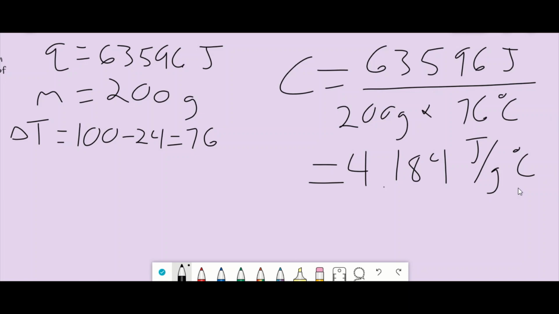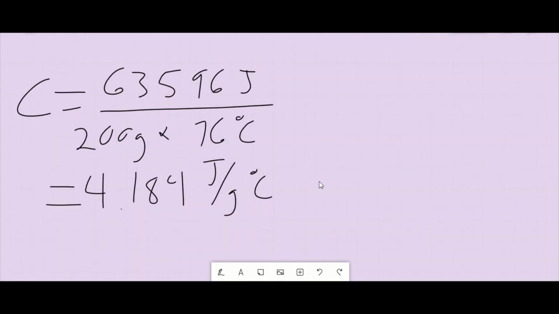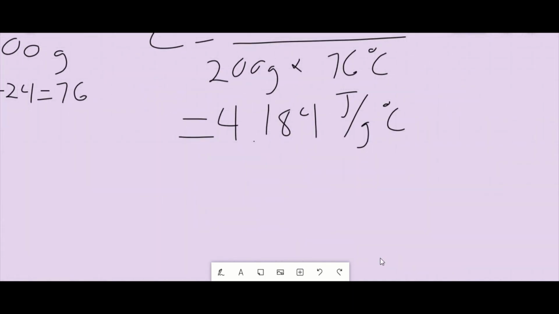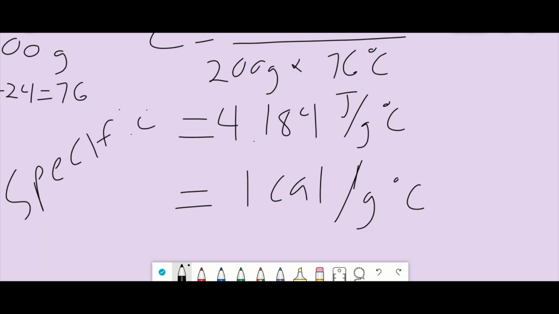You can usually find the specific heats of different substances by looking online, but the key one to remember is this one for water. So let me actually just write this. This is the specific heat of water, and if you convert to calories, it's also equal to 1 calorie per gram Celsius. So this is the specific heat of water, don't mind my bad handwriting here.